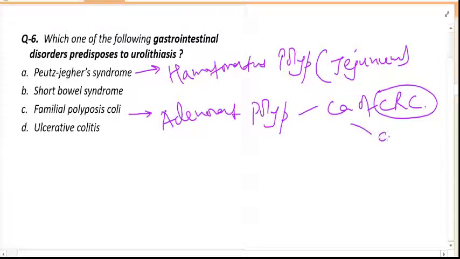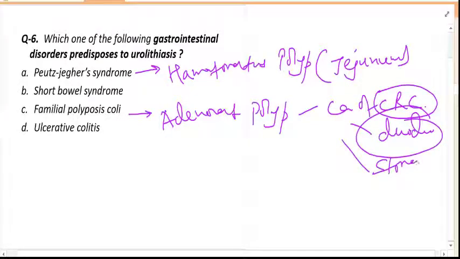then duodenal cancer, stomach cancer. So adenomatous polyp. Ulcerative colitis, again, there will not be urolithiasis in ulcerative colitis. There can be different intestinal as well as extraintestinal manifestations, but not urolithiasis.